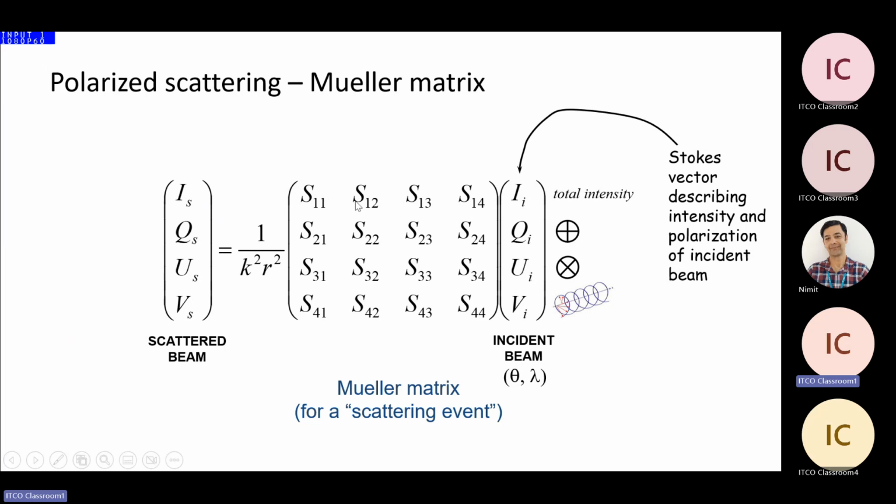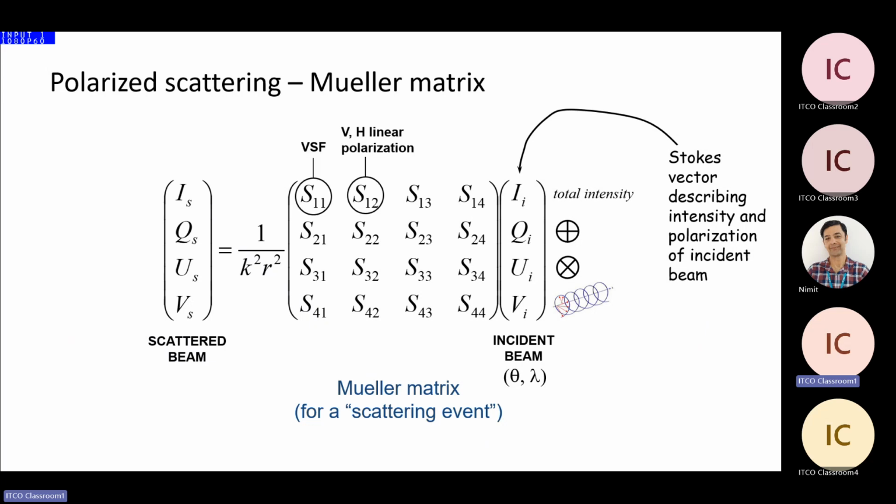This S12 describes how linear polarized light, like from that laser pointer you guys were holding, is transformed into unpolarized light in the scattered beam. And then S13 is plus or minus 45, how that's translated into I, and then the V is the circular polarization in I. And you go through, so that's all it is. That's the Mueller matrix. So it's just describing how the incident polarization character of a beam is transformed into the polarization character of the scattered beam.